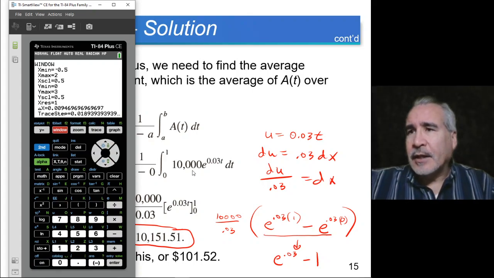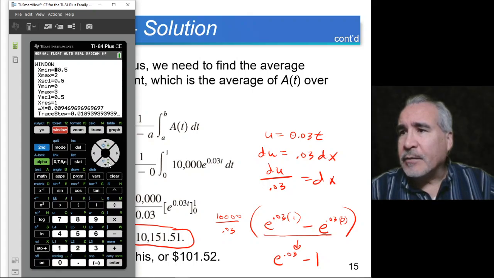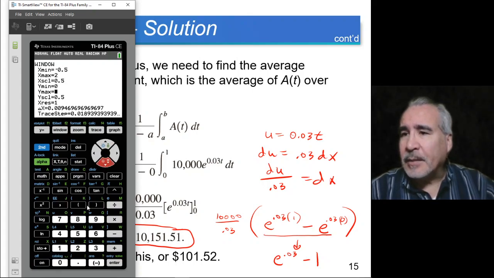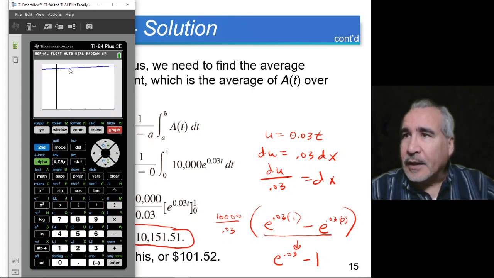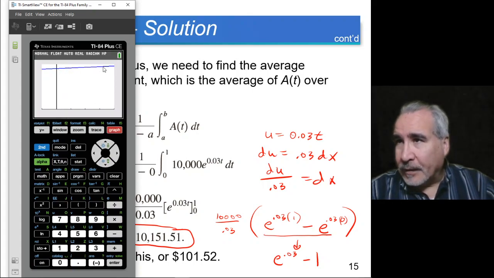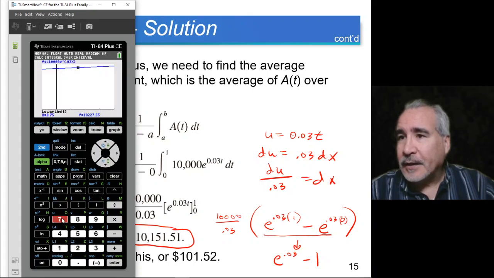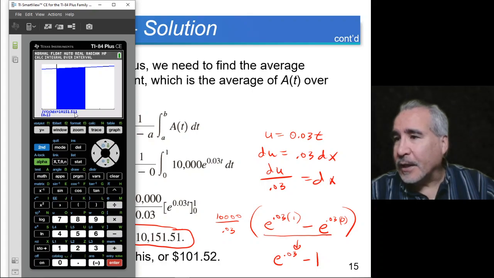I'm starting at 10,000 and I'm going to get interest. So I better change my y max to something bigger, maybe like, because I know the numbers, 11,000 should work fine. Oops, not 10,000, 11,000. 1, 2, 3. Let's graph it. And again, you see the accumulation value here. And I can go second calc, number 7. I can get the integral between 0 and 1. And it fills this in. There's our 10,151.511.